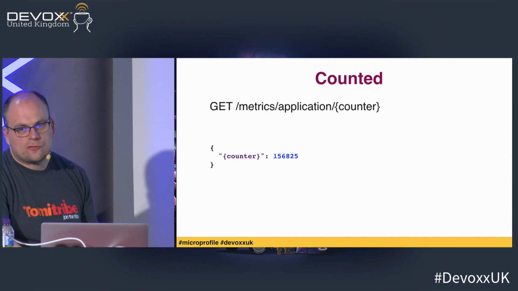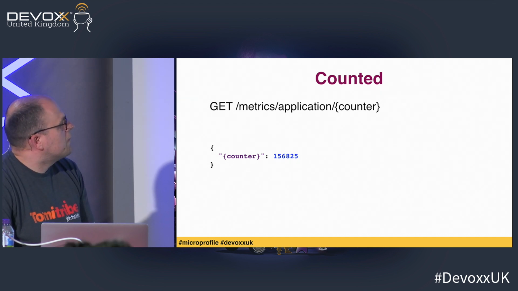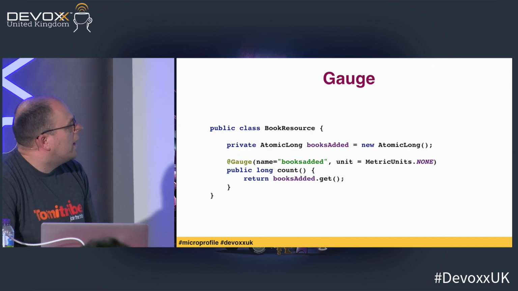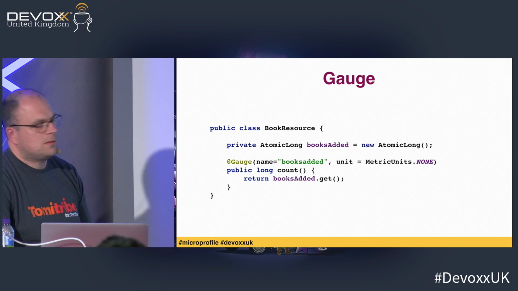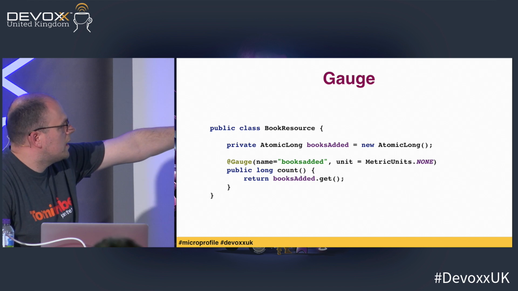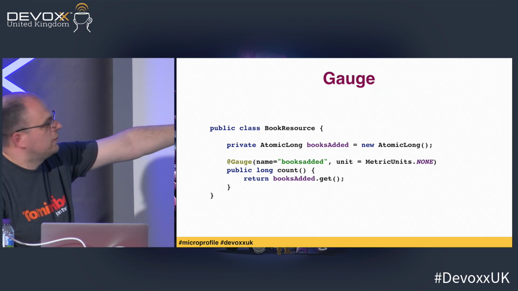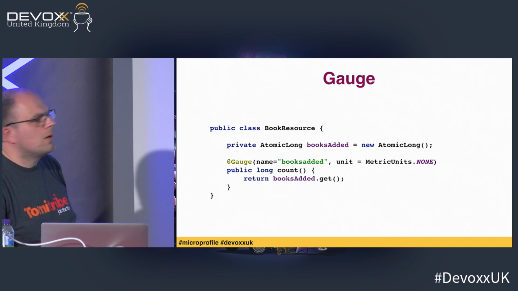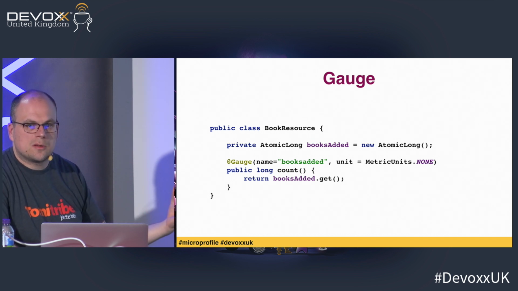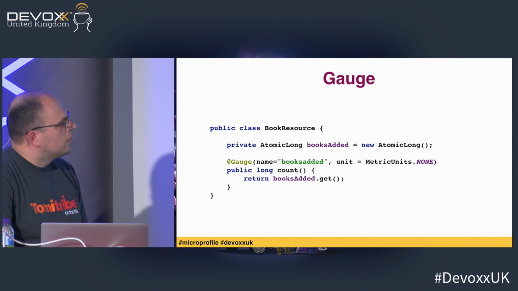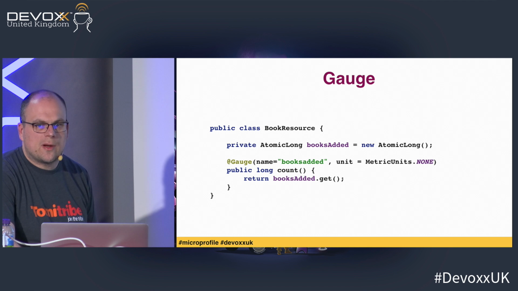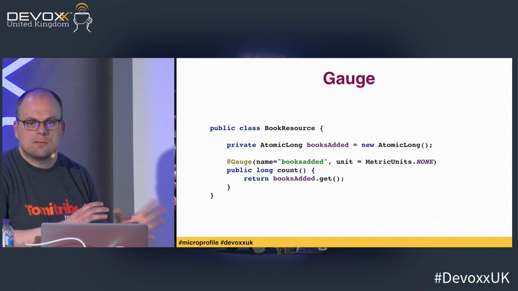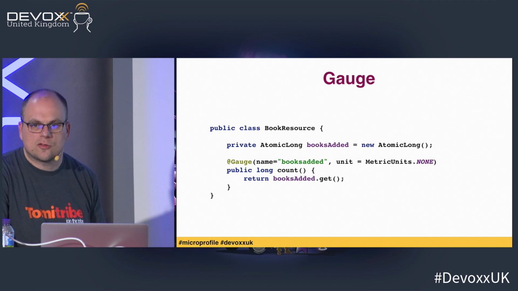So counted is fairly straightforward. I've just given an invocation count coming back. And then for a gauge, this is the sort of thing that your custom gauge in your code would look like. In this particular case, I'm tracking a number of books that have been added through the book resource in an atomic long, and at any point I can get that value through the metrics endpoint. This is possibly more useful if you're getting a queue length or you're interested in how many connections you have available in a connection pool or something like that.